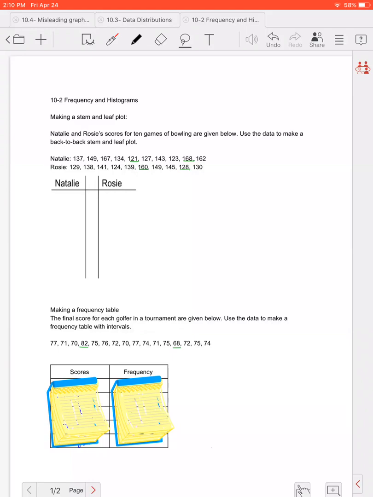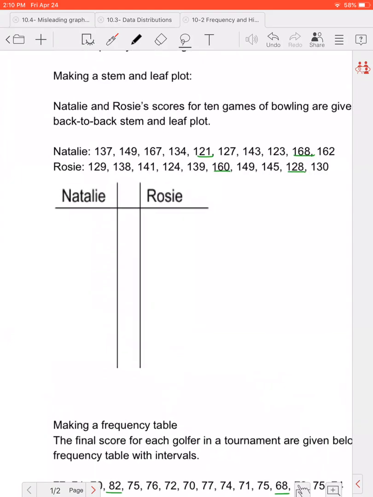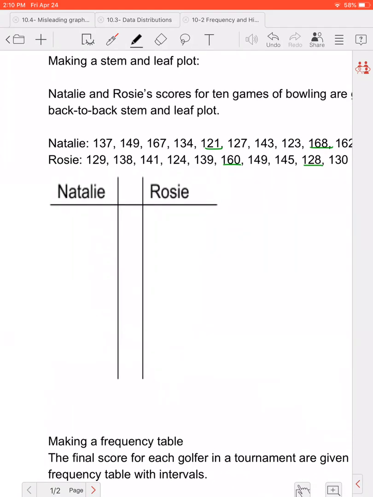So we have Natalie and Rosie. Scores for 10 games of bowling are given below. We want to use the data to make a stem and leaf plot. Now remember, when we're looking at a stem and leaf plot, and this is a double stem and leaf plot, so if we just pretend we're looking at just Rosie's side.